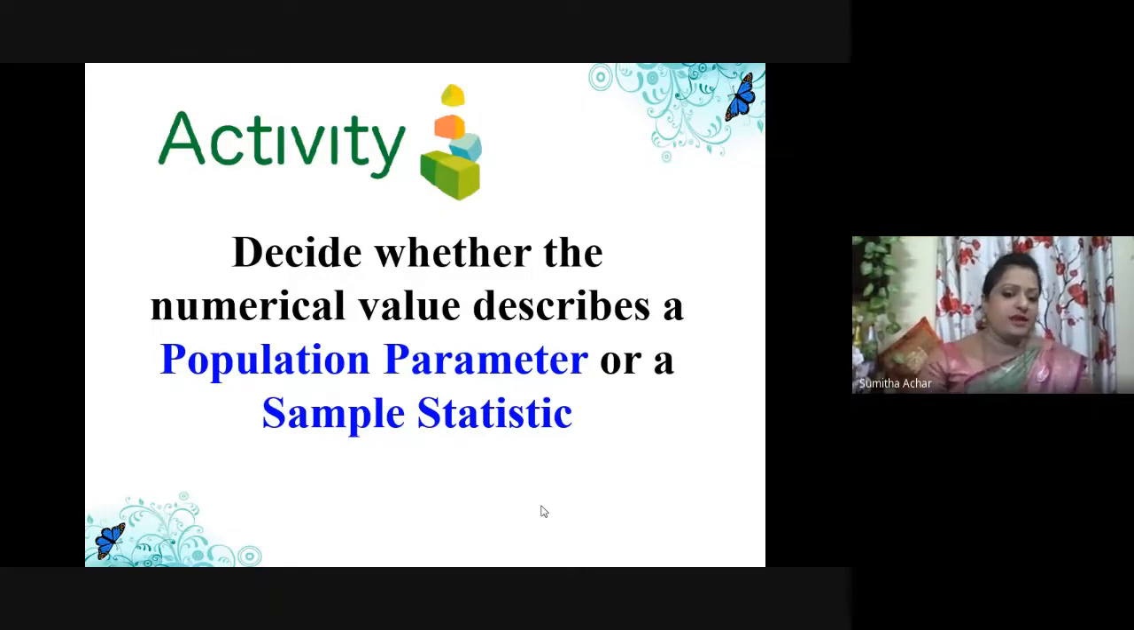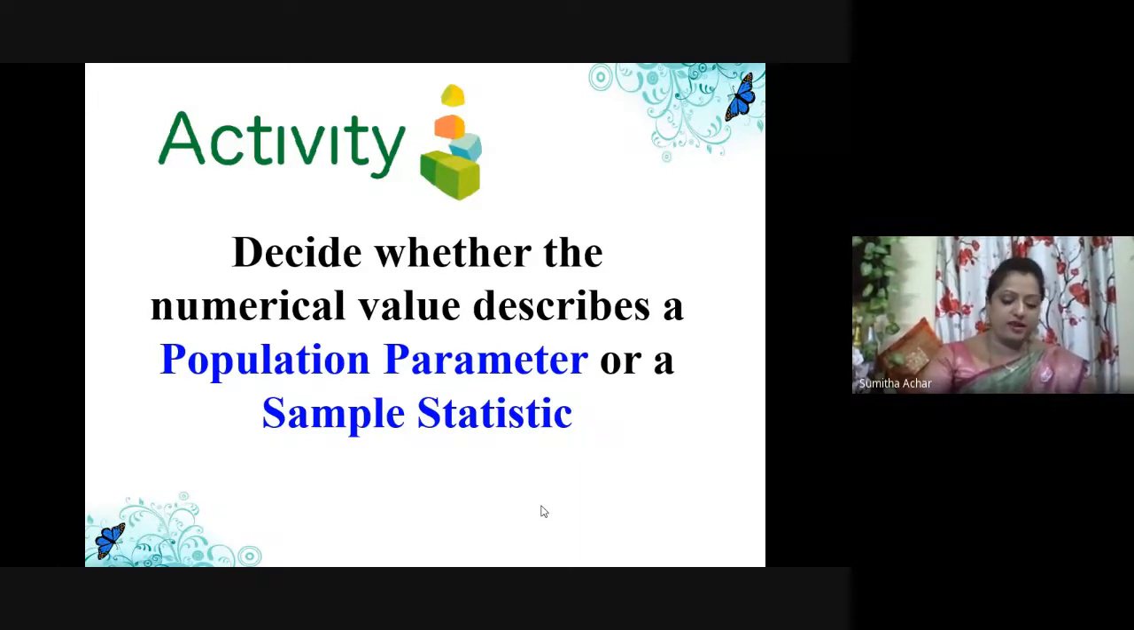You can think about the concept later on in your leisure time. Now, the activity is this. Decide whether the numerical value describes the population parameter or a sample statistic, right? You have to tell me whether this is a population parameter or a sample statistic. So first, identify, am I talking about population or sample? Then you can get clarity on whether it's a population parameter or a sample statistic, right?